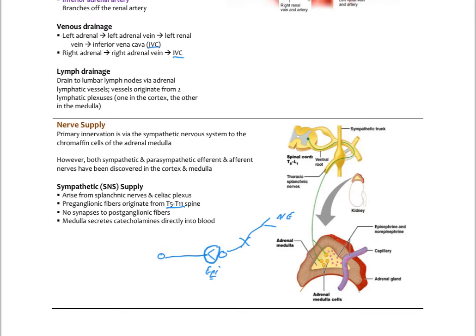There are also sympathetic afferents and some parasympathetic afferents that come from the adrenals, and they're going to feed back up into the spinal cord and then into the brain. We're not exactly sure what those afferents do, but they probably are having a sensory function on the adrenals.